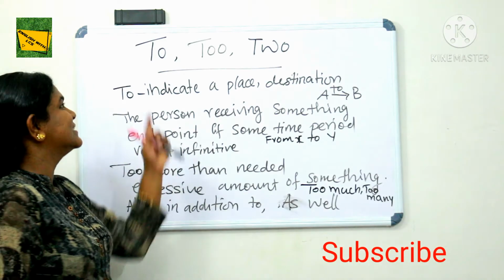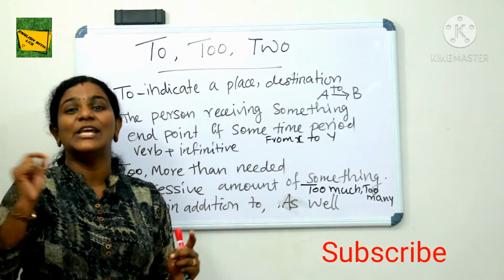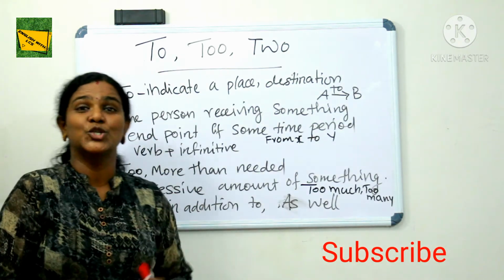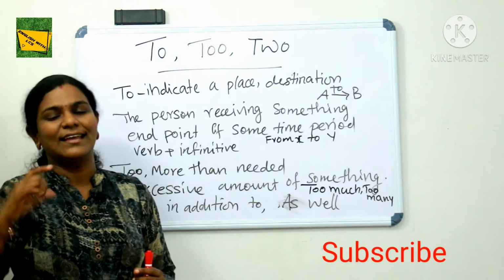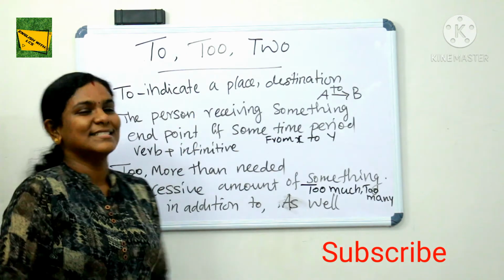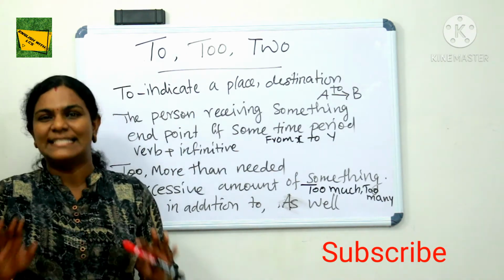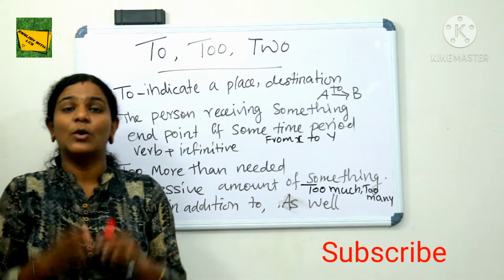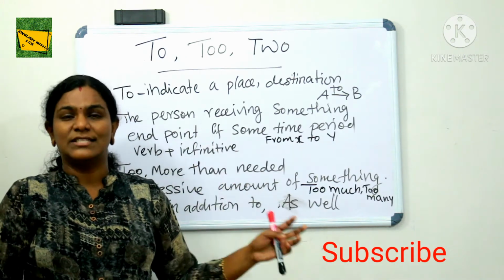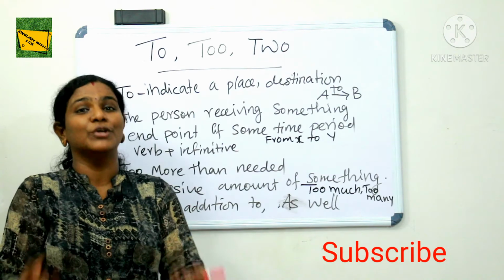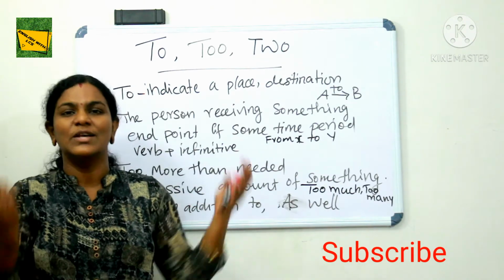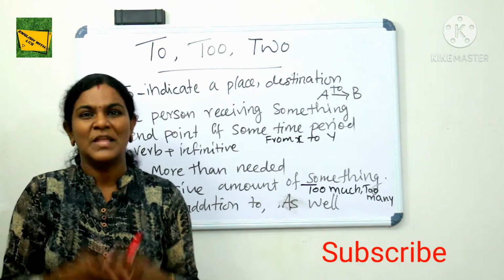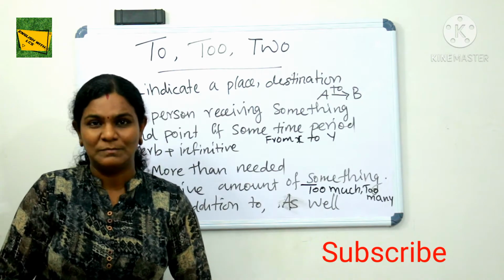The first two is two, that is T-O. Second is two, T-O-O. Third is T-W-O, which is very simple. Okay, so we will check which are the three twos and how we have to use them and what are the usages of these three twos. So the first two is T-O.